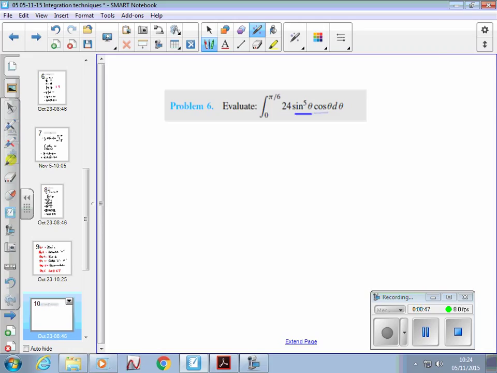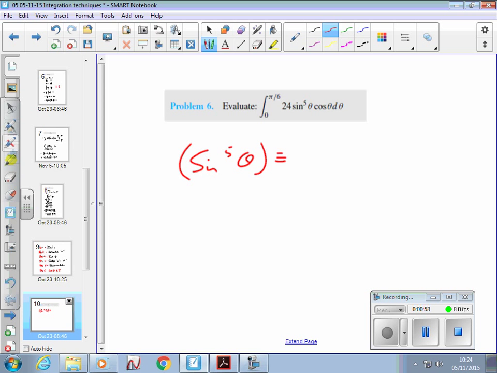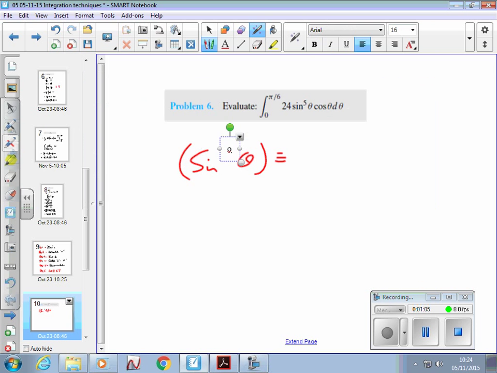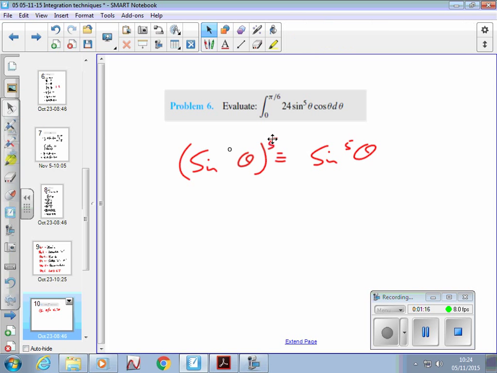We've also got sine to the power 5 theta. And as a reminder, sine to the power 5 theta means sine theta to the power 5. That's shorthand, isn't it? So it actually means sine theta to the power 5, that does.